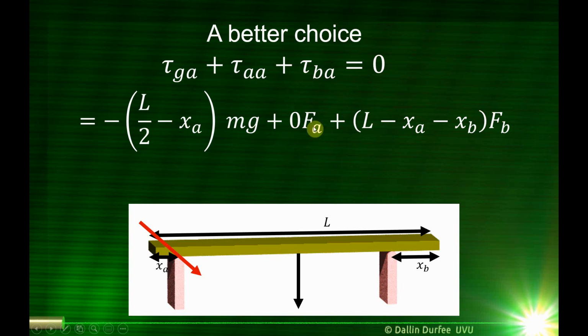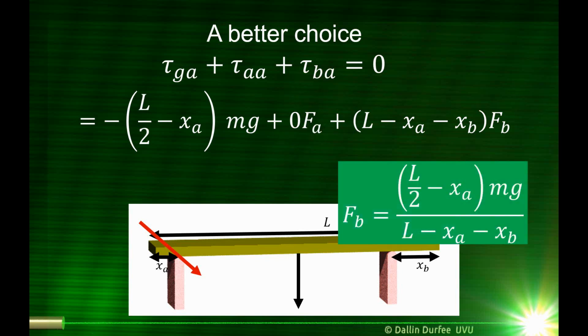Since force A is multiplied by 0, it drops out of the equation, and I've just got an equation with force B and things that I know. So I can just solve it for force B. Right there, boom, I put my axis where force A is, and I get an equation for force B. Easy peasy. Now we need to find force A.